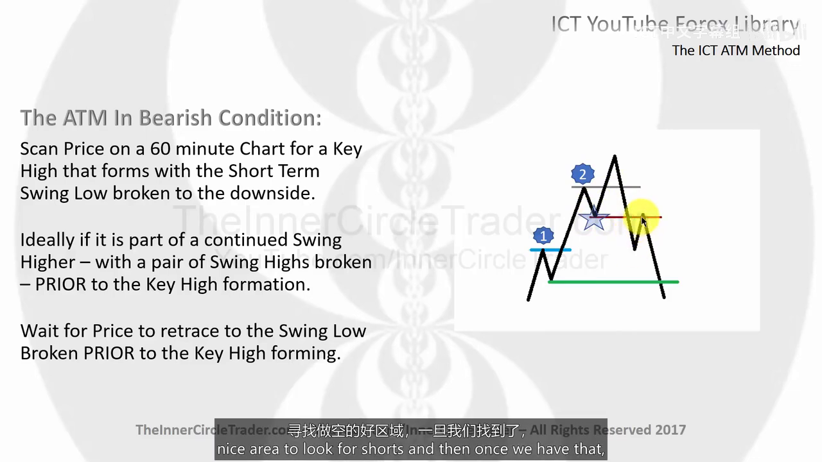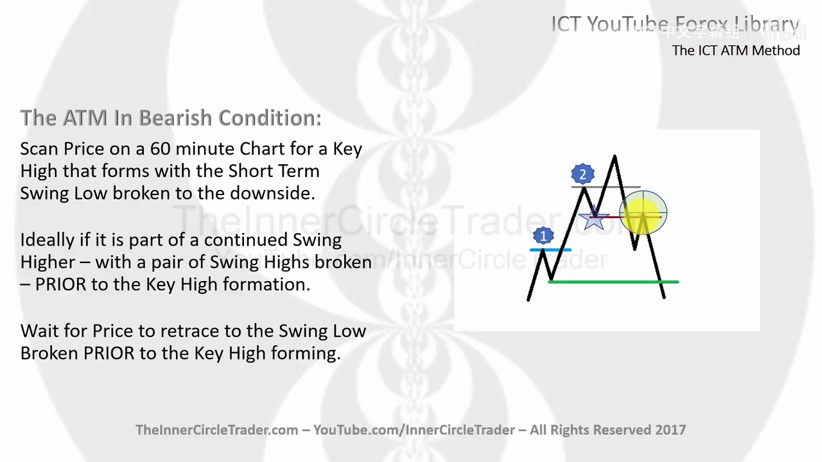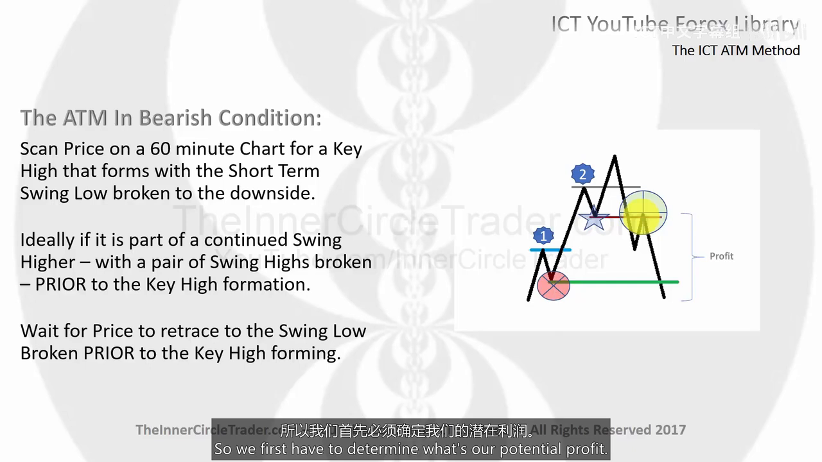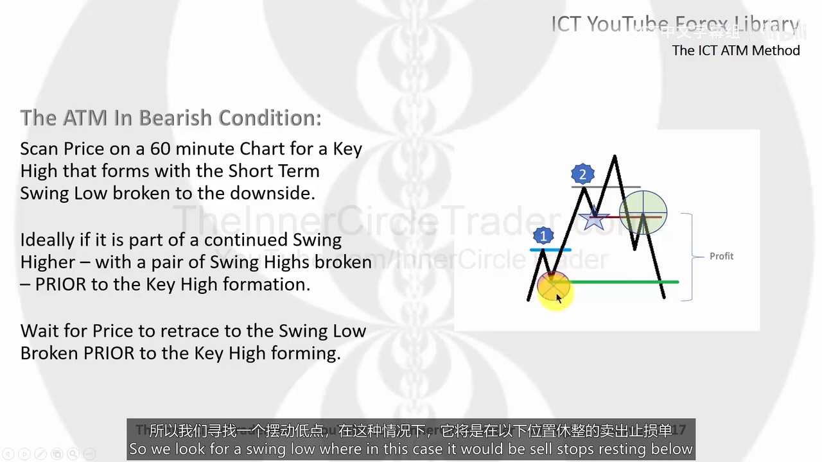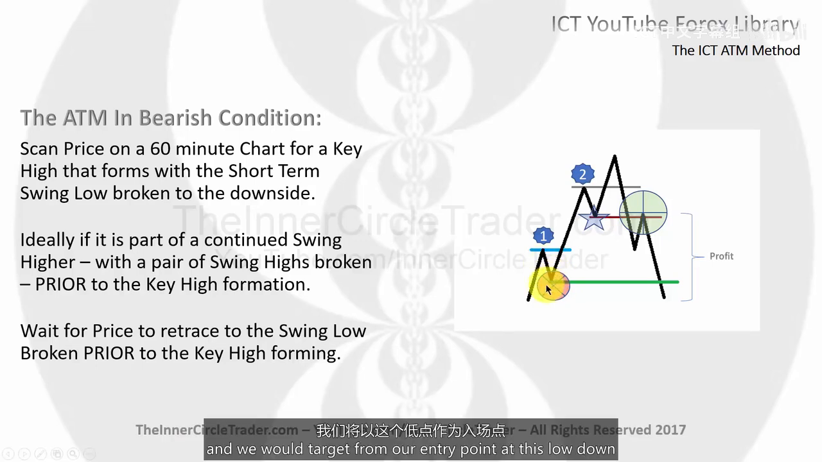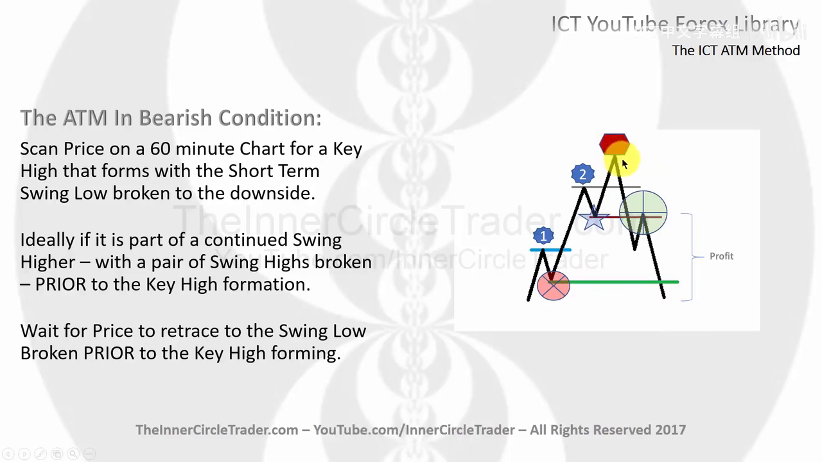And then once we have that, what we look for on this entry pattern, we have to frame, obviously, profit and risk. So we first have to determine what's our potential profit. What do we hope to make? So we look for a swing low, where in this case it would be sell stops resting below that short-term low. And we would target from our entry point at this old low down to that level just below the old low. That's what we are aiming for. That's our target, if you will. The risk is going to be defined by 1 or 2 pips above the key high, or the rejection high.